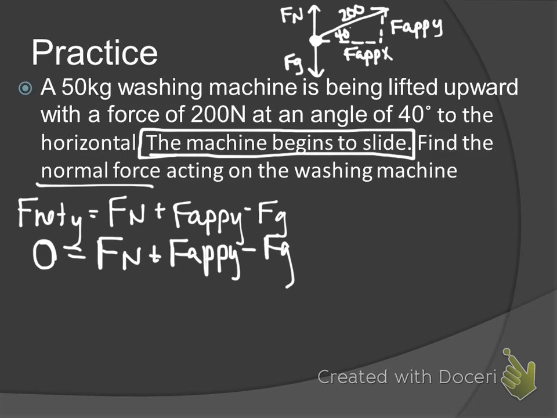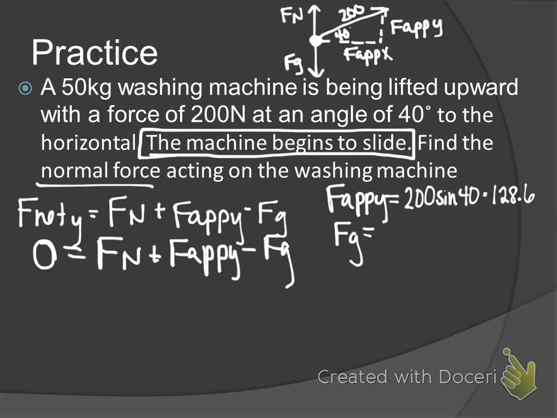Now we can go back and start plugging in some numbers. So we can solve for F applied y by taking 200 sine of 40, and I got 128.6, I think. Can we also solve for F sub g? Yeah, we can, because we have our mass and we know gravity. F sub g is equal to mass times gravity, which is 50 kilograms times 9.8.